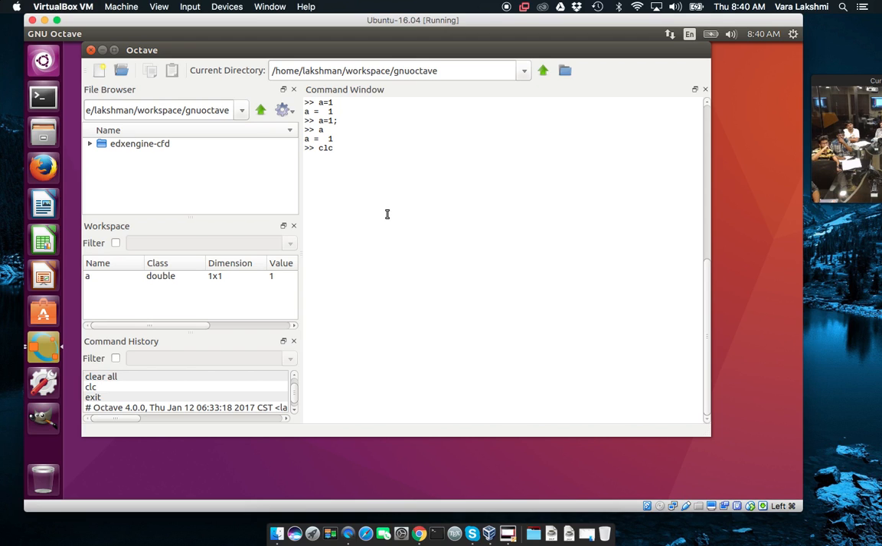If you type clc, it will clear everything from this command window. That's all. It will not clear the workspace. If you want to clear the workspace, you have to do clear. So if you do clear, see, a is gone. So that's just a brief overview.